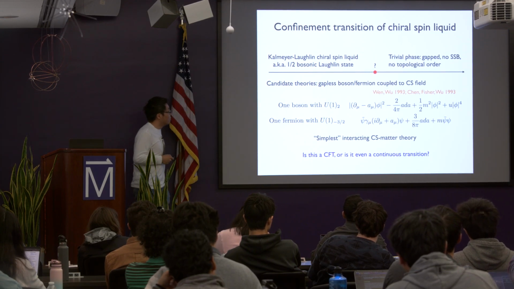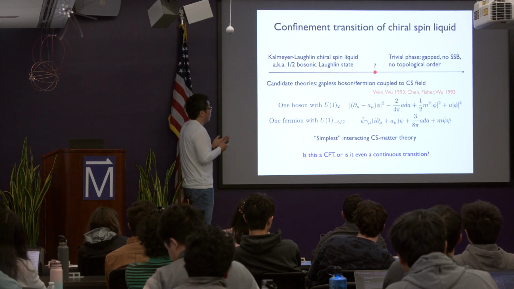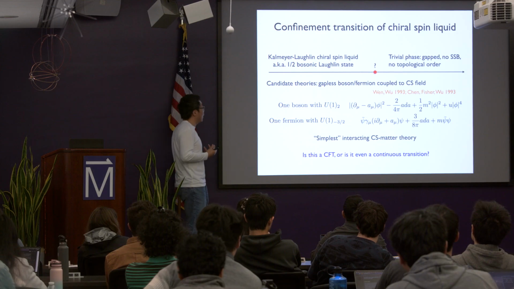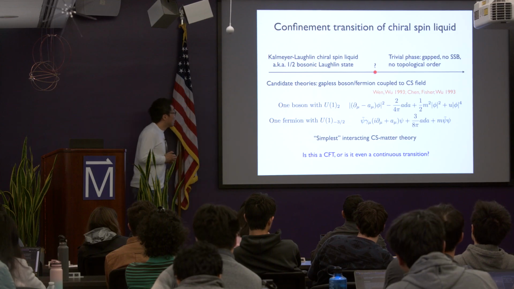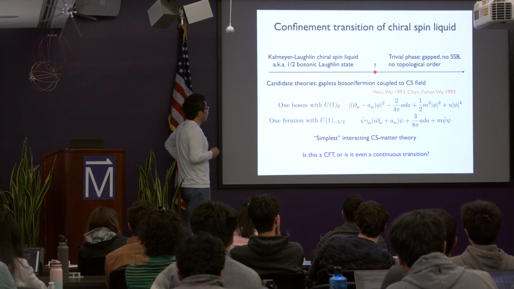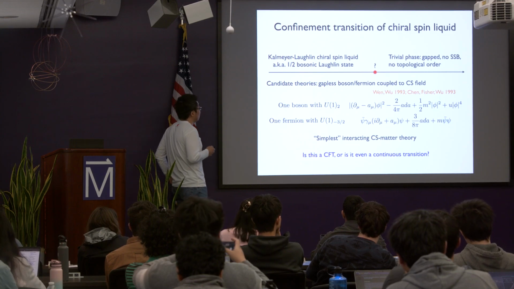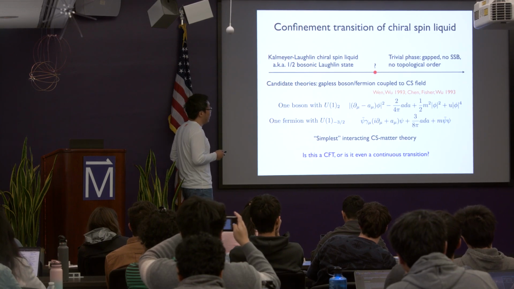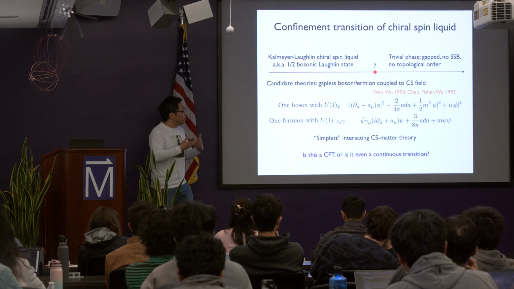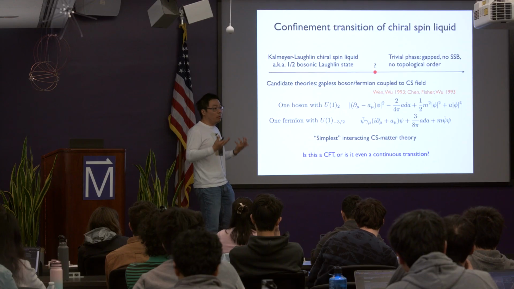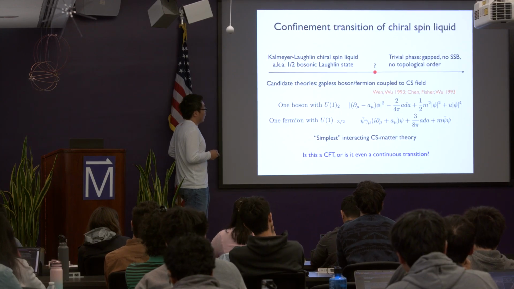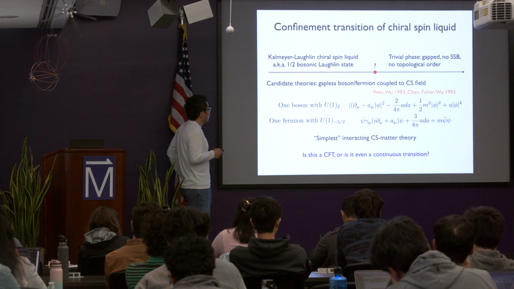This theory, you can call it the confinement transition of a chiral spin liquid, or the confinement transition of the 1/2 bosonic Laughlin state. The transition, as its name suggests, is between this 1/2 bosonic Laughlin state and a trivial phase. By trivial, I mean it's a gapped phase. There's no symmetry breaking, there's no topological order. Completely trivial. And then you can ask, can I have a continuous phase transition between them?